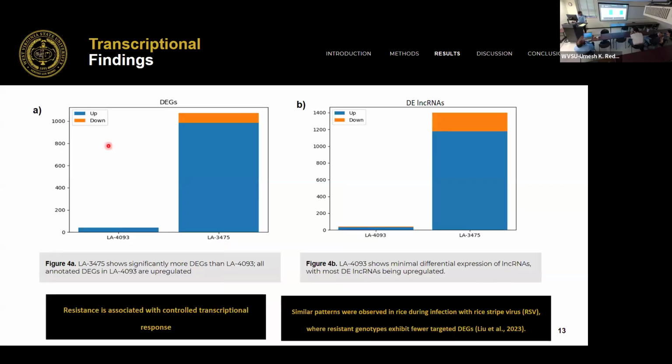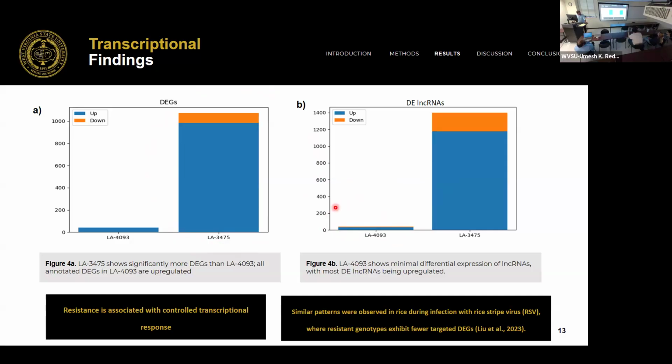So coming to the result section, here you can see that LA4093 has shown a very low number of DEGs, and all of them are upregulated. Comparing that to LA3475, the susceptible parent, which has shown more than 1,000 DEGs, and the same with the differentially expressed lncRNAs. The same trend for 4093 also shows itself in the lncRNAs.